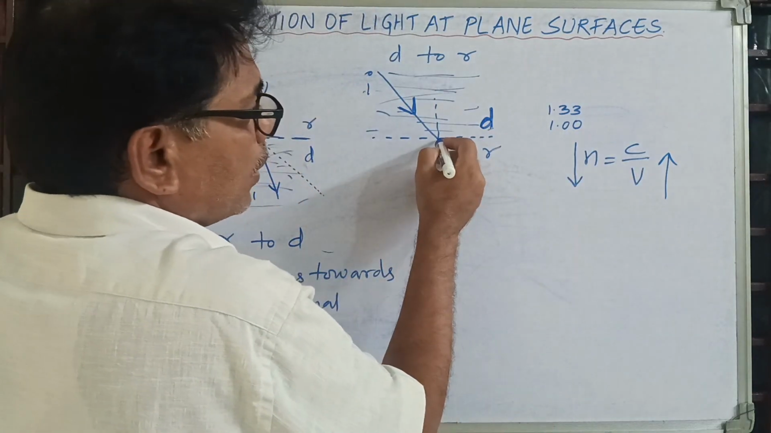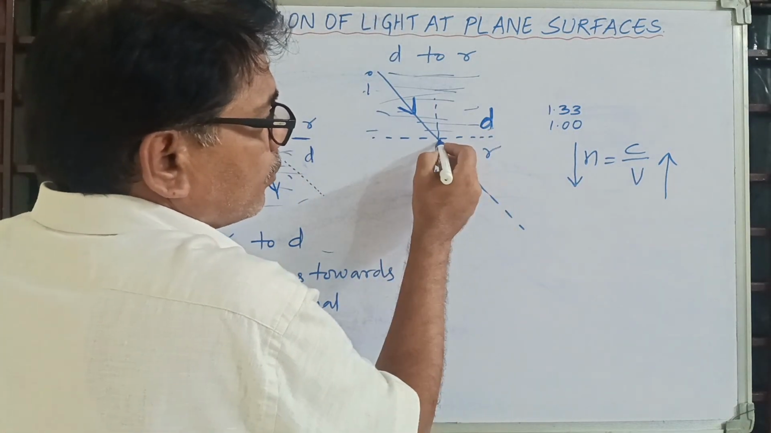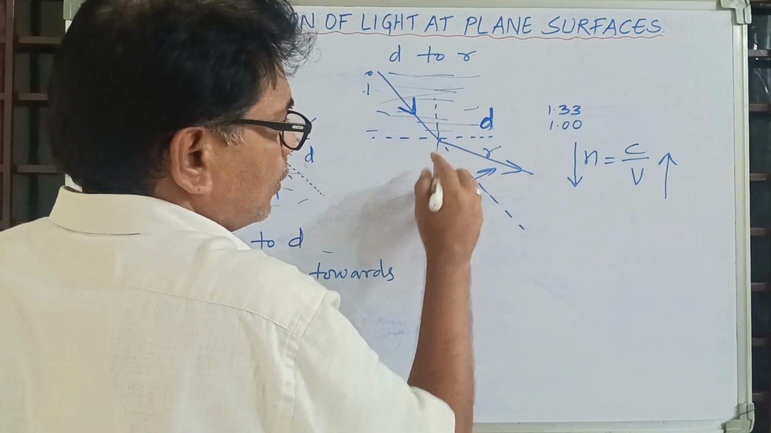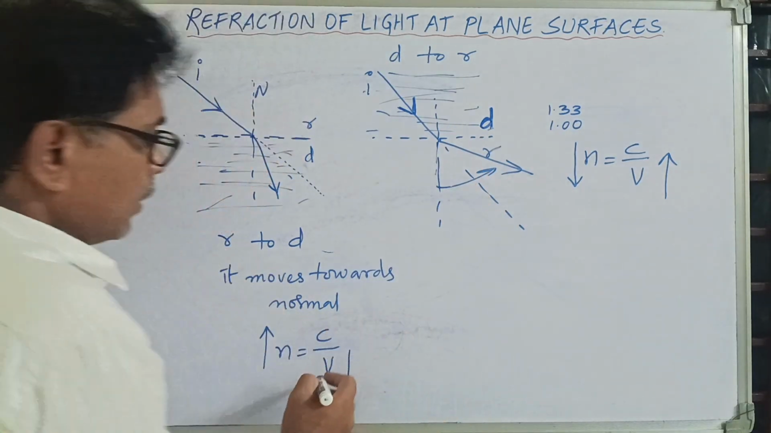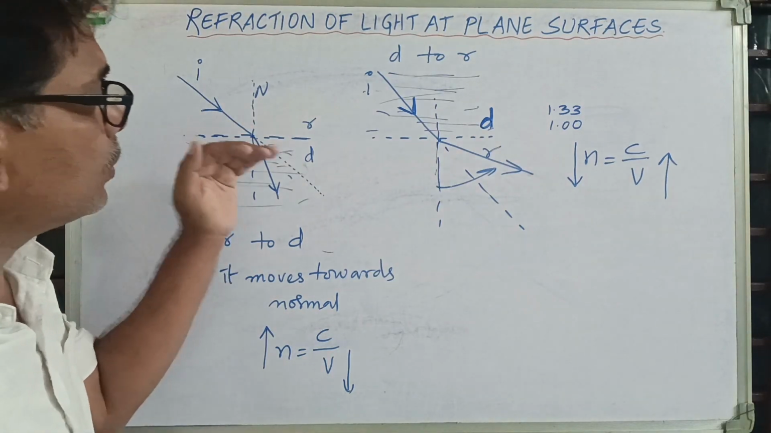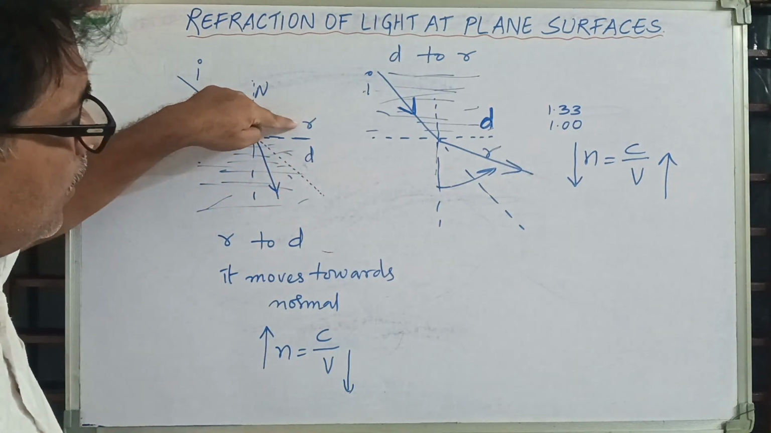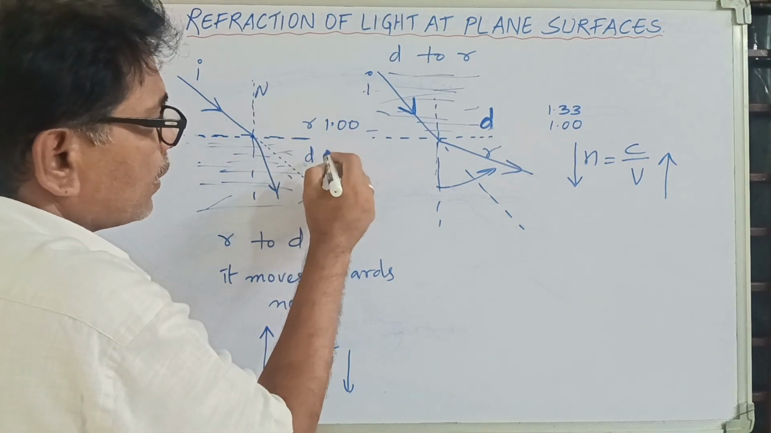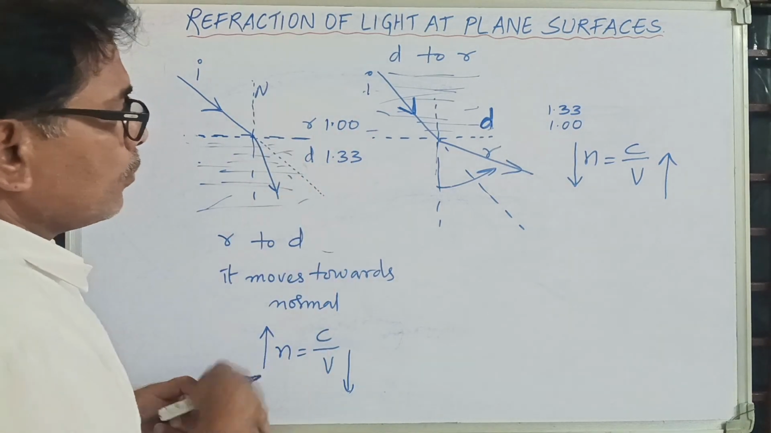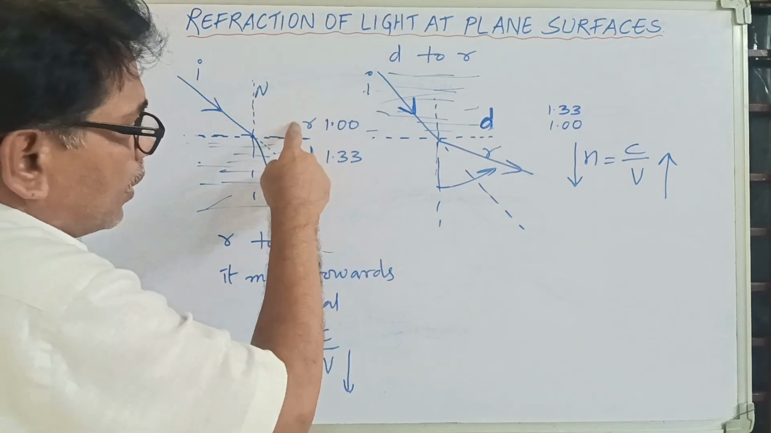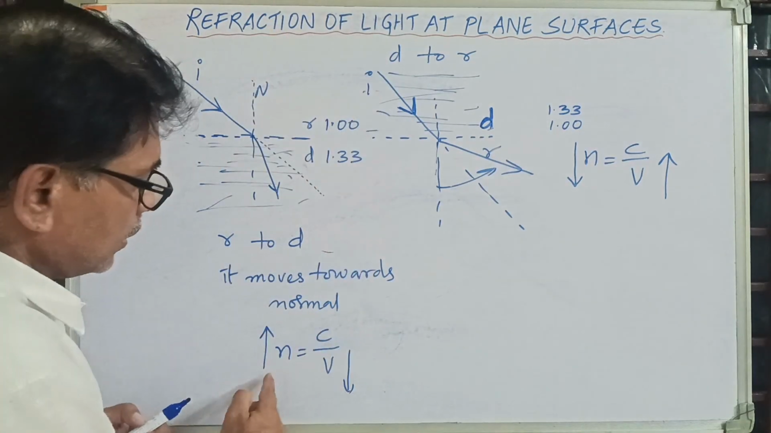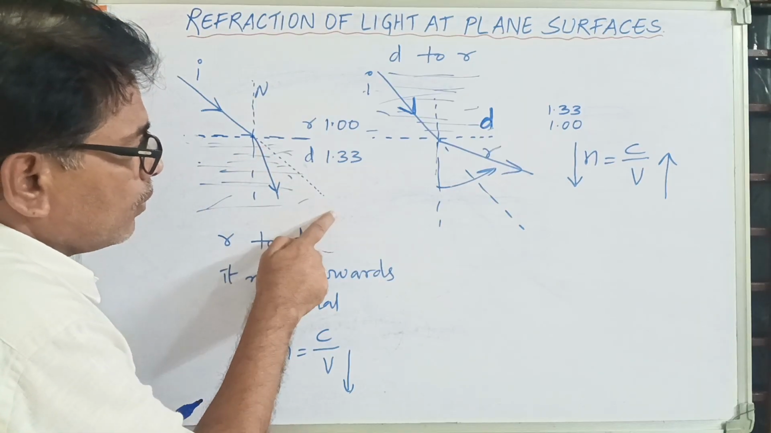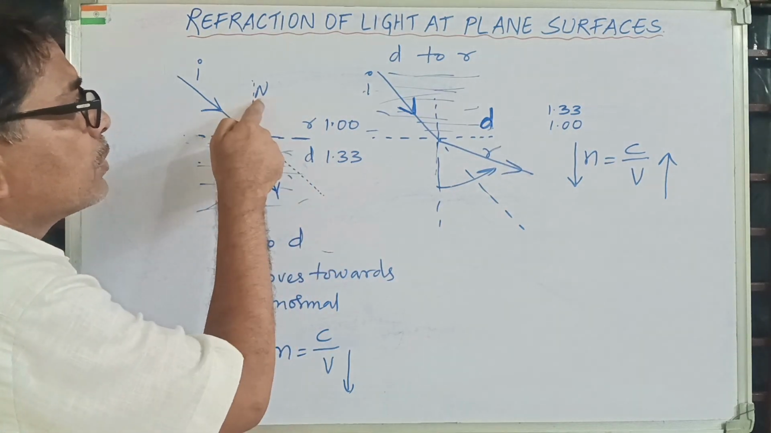Quite the opposite. So instead of going straight like this, it will bend away from the normal. This angle will be more. It will bend away from this normal point. Here in this case, it is so simple, so clear. Rarer, its refractive index is just 1.00, while the refractive index of water is 1.33. So when it is coming from rarer to denser, the refractive index is increasing. Therefore, velocity will decrease, so it moves towards the normal.